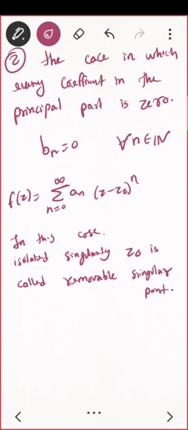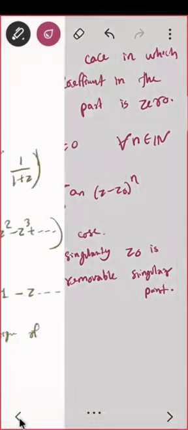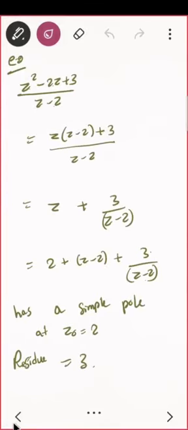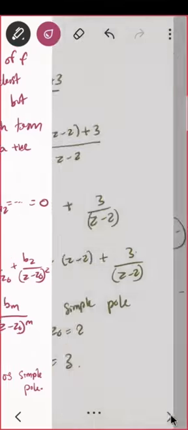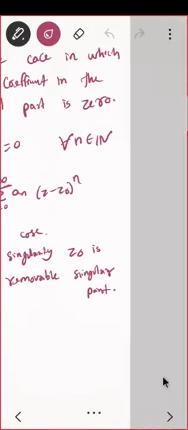See, so far I am defining all the three cases by means of your Laurent expansion. If there exists some m such that b_m is non-zero and after that everybody is 0, then z naught will be called a pole of order m. But if all the b_n's are zero, then that case is called a removable singularity. Okay, let us see some example.